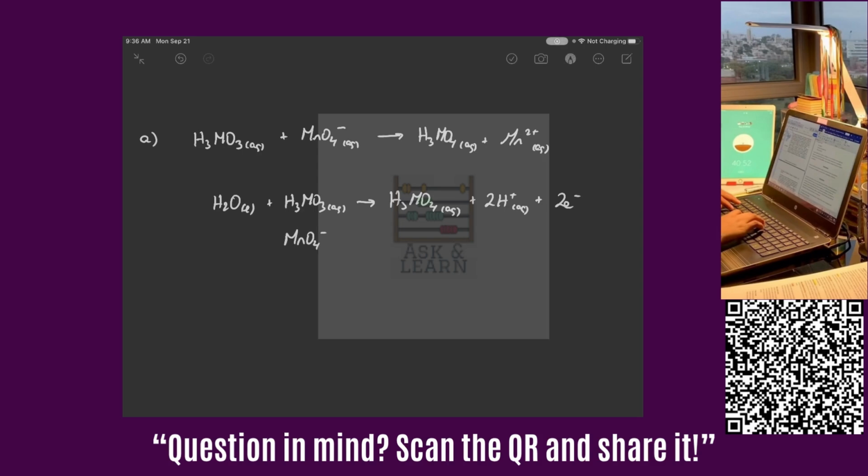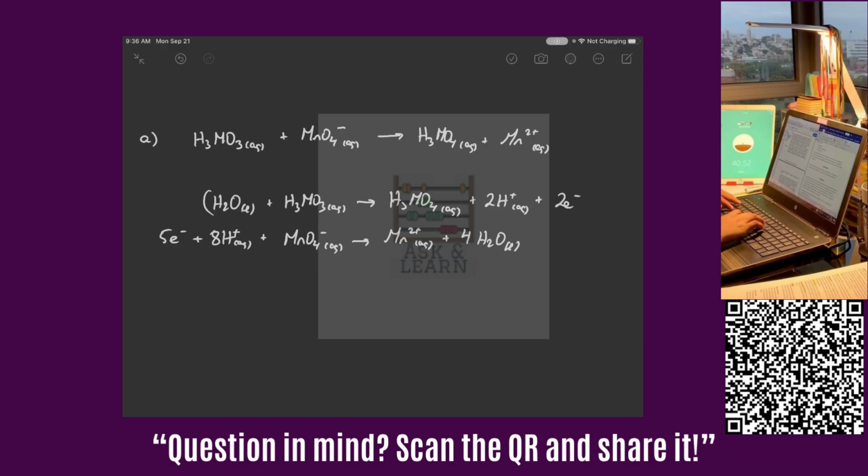Second half reaction, MnO4- to Mn2+. Manganese is balanced on each side. Balance the oxygen by adding 4H2O. Balance hydrogen by adding 8H+. And let's balance the charge by adding 5 electrons on the left-hand side.